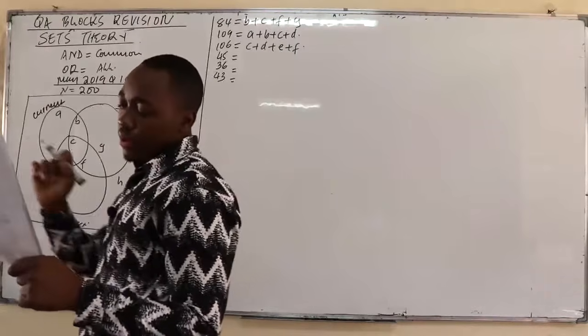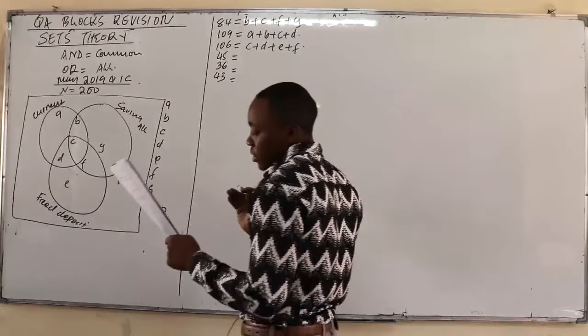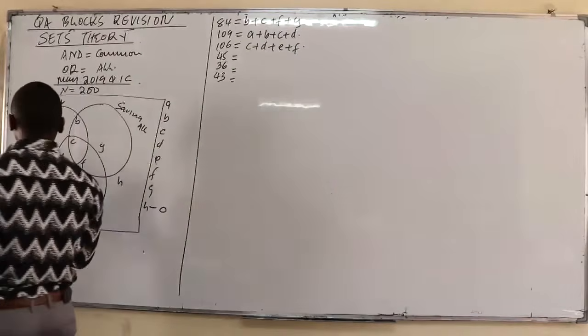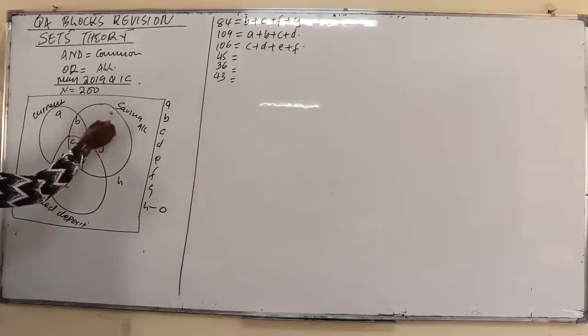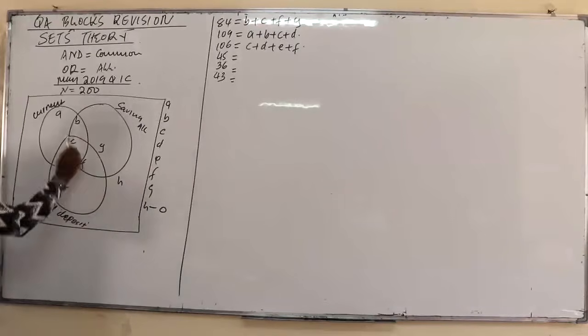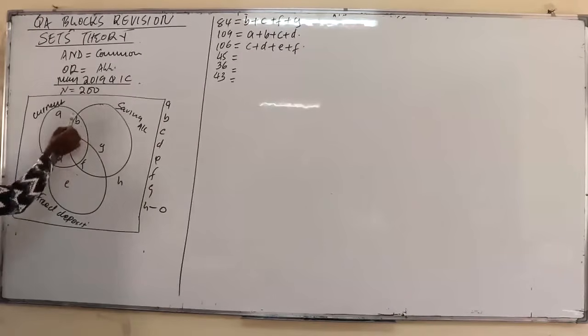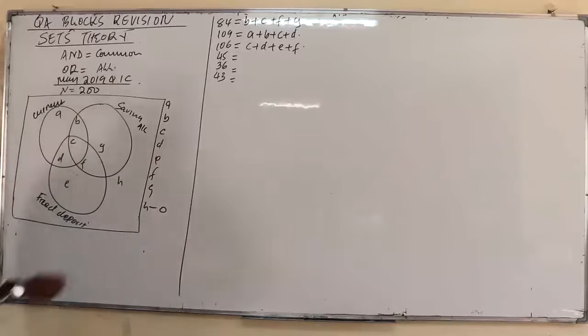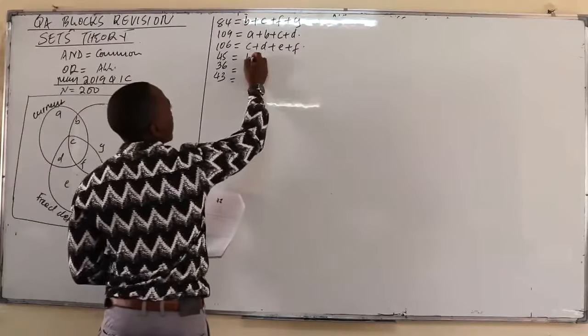Then 45 customers operate both savings account and current account. In this case they have used the word "and", which means common. They operate both savings and current, so they are in savings and also in current. Take the joining point of savings and current. That's B and C.